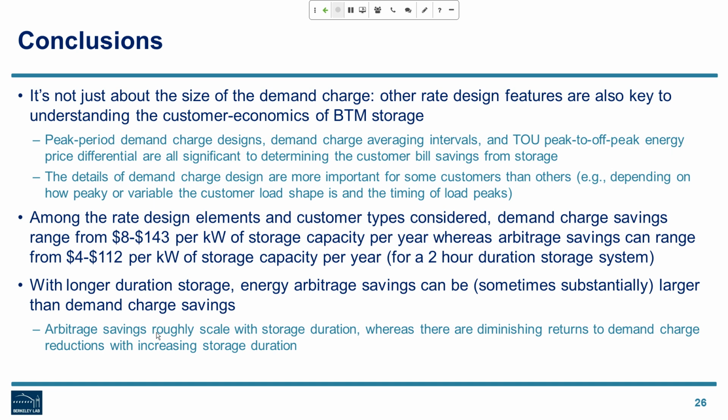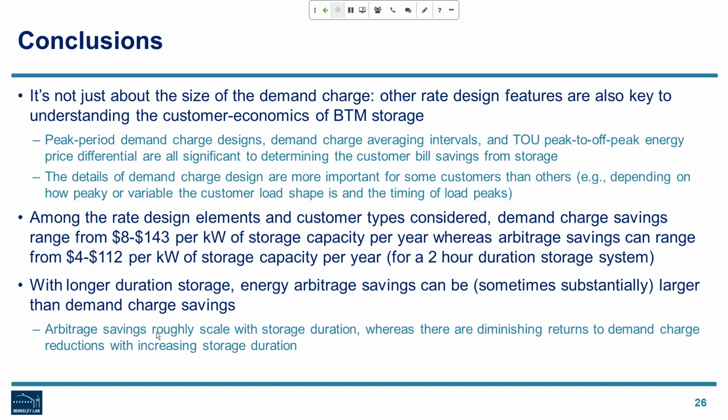The details of the demand charge design are more important for some customers than others. So for example, the demand charge reduction will depend on how peaky or variable the customer load shape is, as well as the timing of those load peaks. Among the rate design elements and customer types considered, demand charge savings can range from $8 to $143 per kilowatt of storage capacity per year, while arbitrage savings can range from $4 to $112 per kilowatt of storage capacity per year for a 2-hour duration storage system.